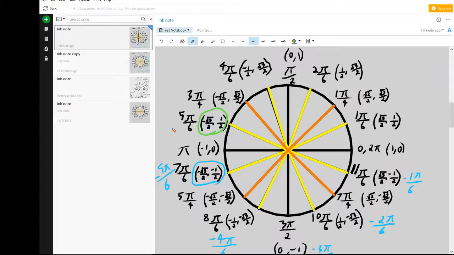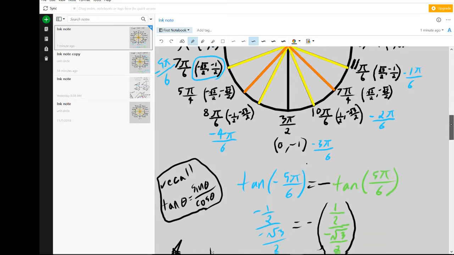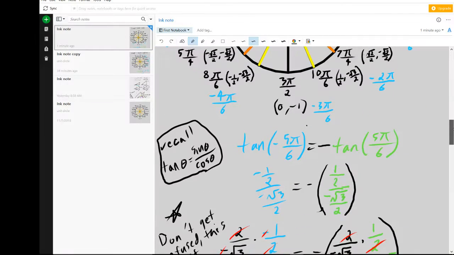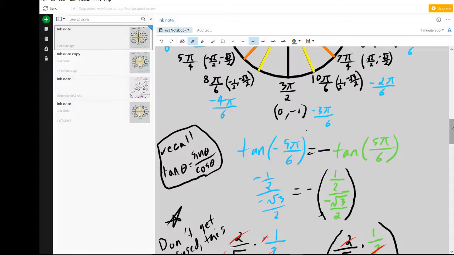So recall that tangent is sine over cosine, right? SOHCAHTOA, tangent is opposite over adjacent. So you need to recall how we actually created this unit circle with the special triangles. So we would get 1/2 over negative root 3 over 2. And we've got that negative on the outside. So we'll distribute that negative in a second once we clear up what's inside those parentheses.